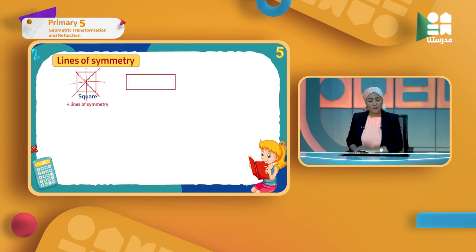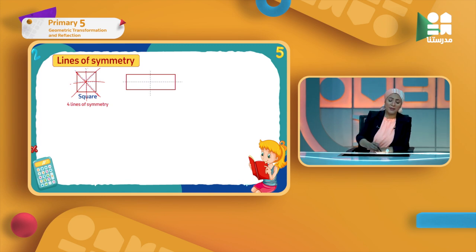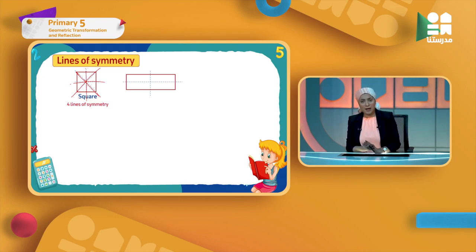Next, the rectangle. The rectangle has only two lines of symmetry. If I try to draw its diagonals and fold the rectangle around them, I find it's not identical. That means it's not symmetrical around its diagonals. But if I make a straight line, horizontal or vertical, I find the two parts of my rectangle fold onto each other and are identical. So a rectangle has two lines of symmetry.